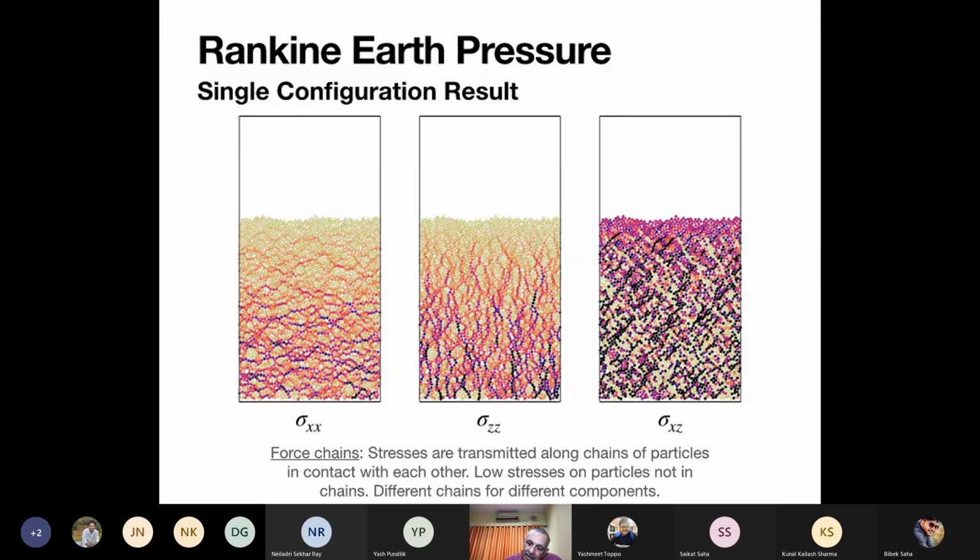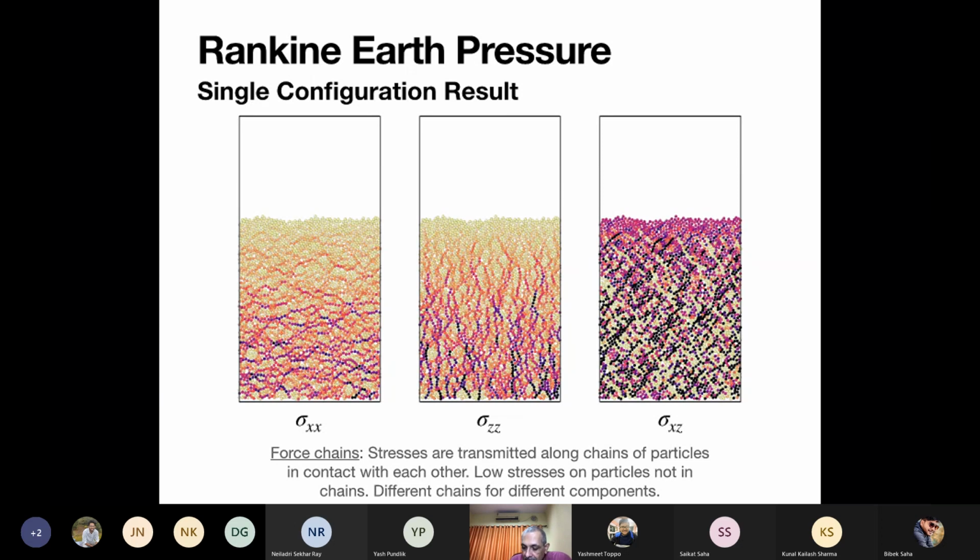You can see there are these dark chains, and they are the ones where the stress is being propagated. In fact, in XZ, there will be some negative and some positive. The negative ones are the very light, the black ones are the very positive, and the red is 0. That's why at the free surface you're seeing this red color. So this is what you get in one configuration, but you have to do it many, many times.